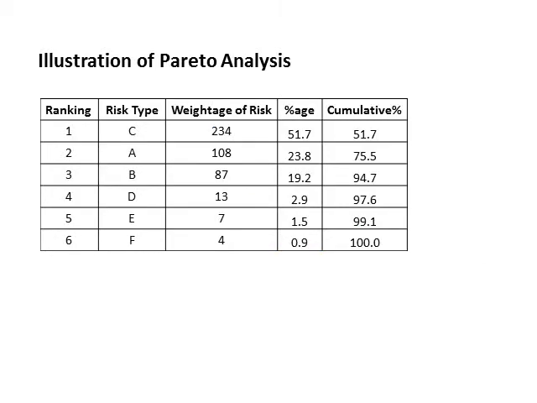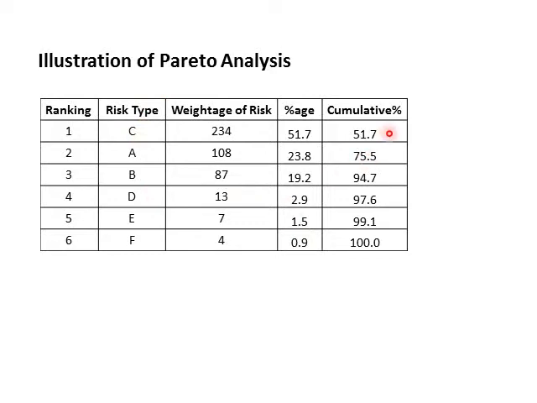Then what you will do, you will calculate percentage against each rank. So sum up all these: 234 plus 108, 87 plus 13 plus 7 plus 4, whatever the number is, you have to divide 234 by total number, and then you can get the average. Similarly, you have to do this average calculation for each rank or risk type.